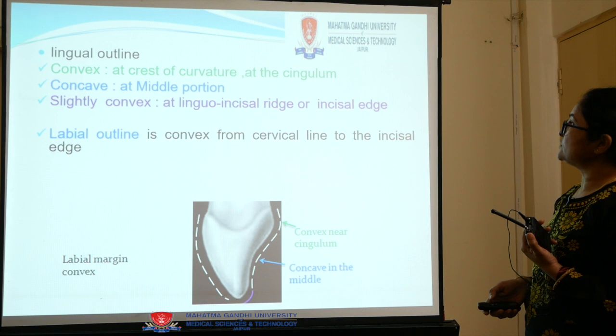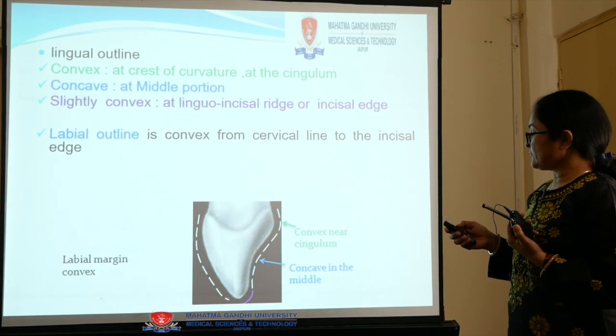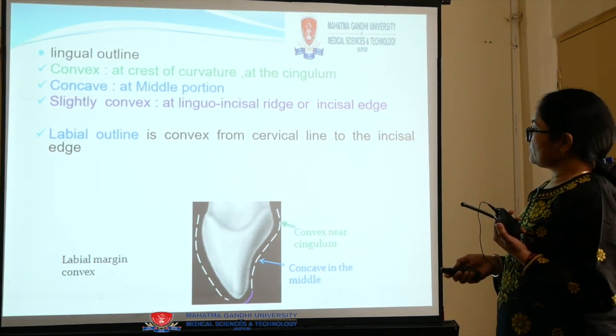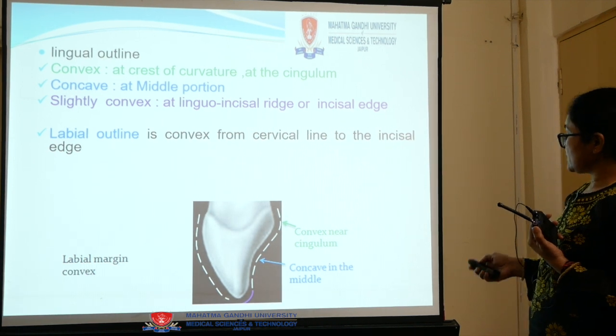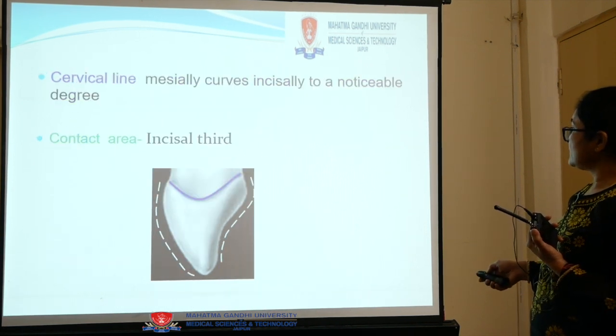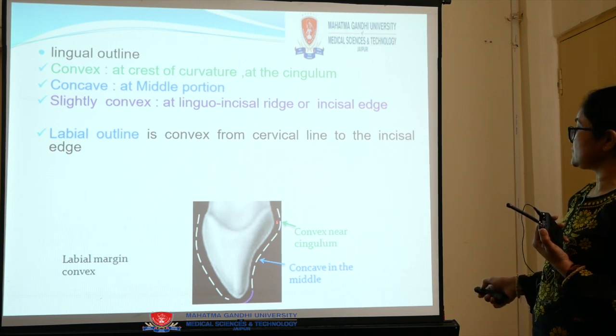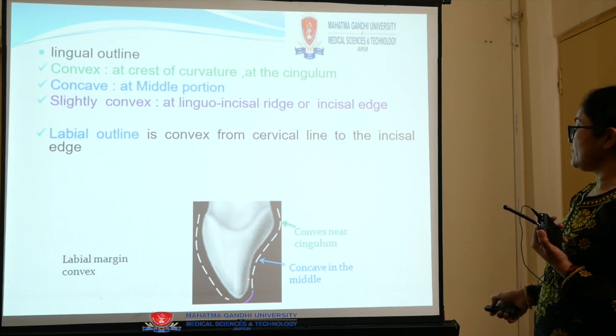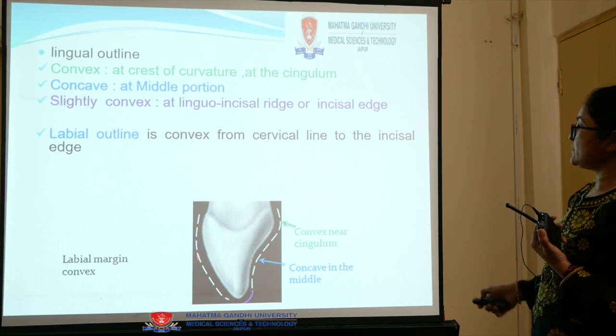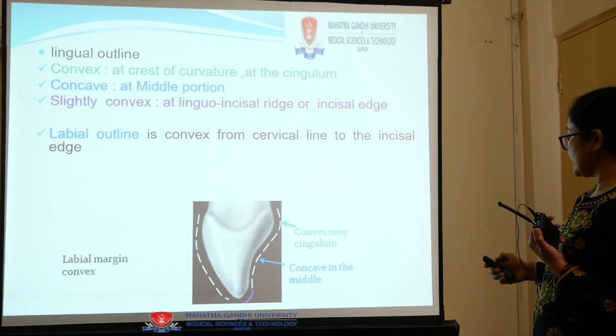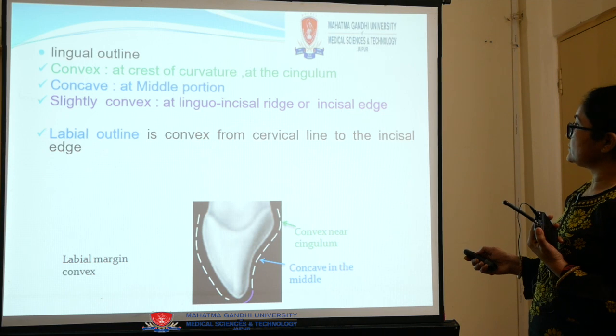the incisal edge. Lingual outline: when we see the tooth from the mesial aspect, we can see that the lingual outline is S-shaped. It is initially convex in the cervical third where the cingulum is present. In the middle part it becomes concave, and again in the incisal part it becomes convex, whereas the labial outline is entirely convex from the cervical line to the incisal edge.